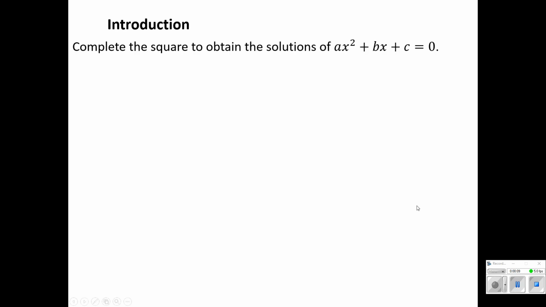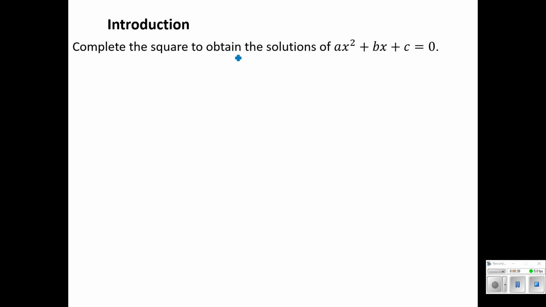Welcome to Algebra 2, section 3.4 today, quadratic formula. All right, for our introduction, we're going to build off what we learned last section and complete the square to obtain the solutions for a general quadratic equation set equal to 0. So we don't have numbers, we have variables. And that's really going to help us find a pattern so we don't have to go through the steps of completing the square each time. So let's see what this gives us.